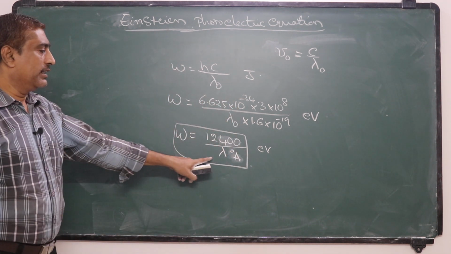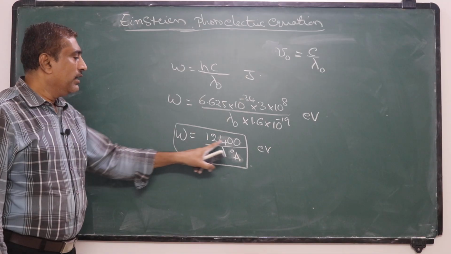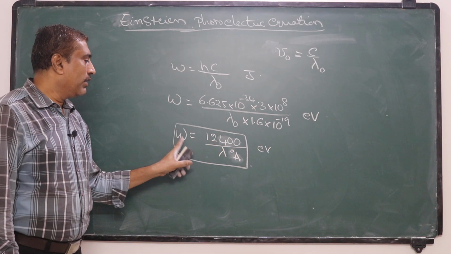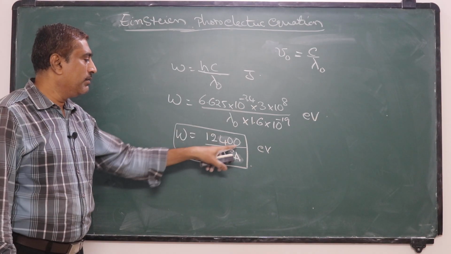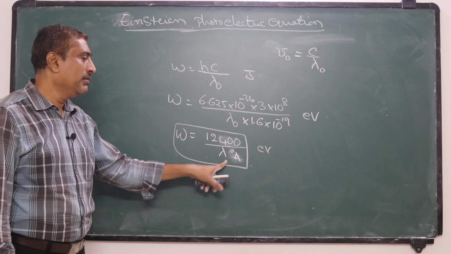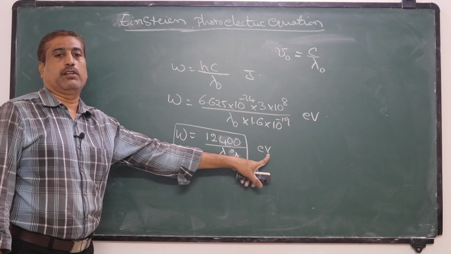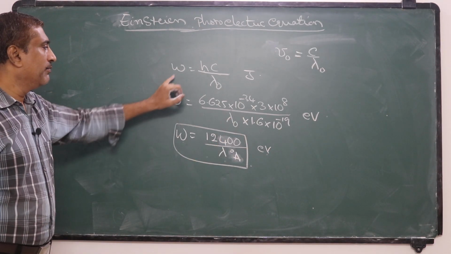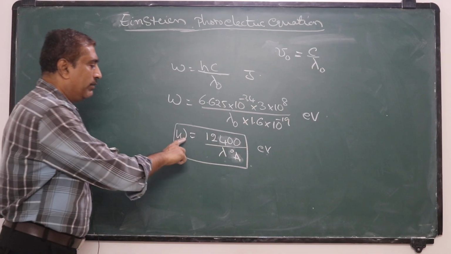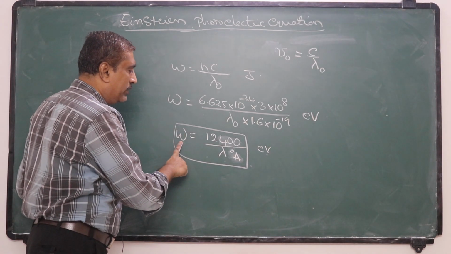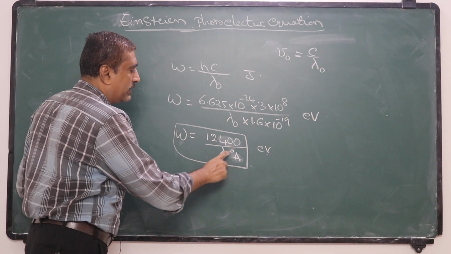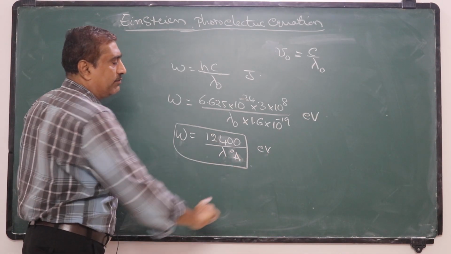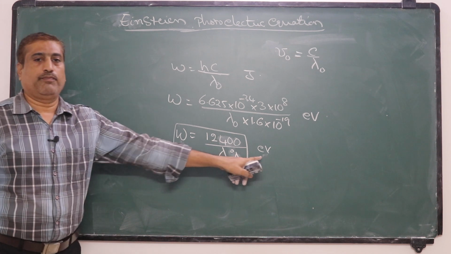We get the relation like this. If we use this equation directly, work function is equal to 12400 by λ in angstrom, which gives the value directly in electron volt. So this is the conversion for the work function, which you should remember: W = 12400 / λ, with λ in angstrom and W in electron volt.